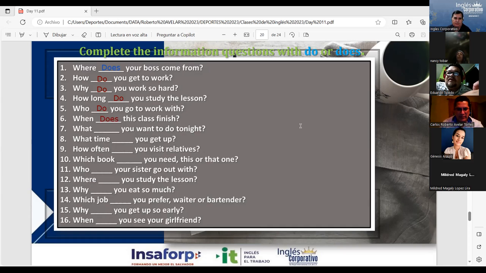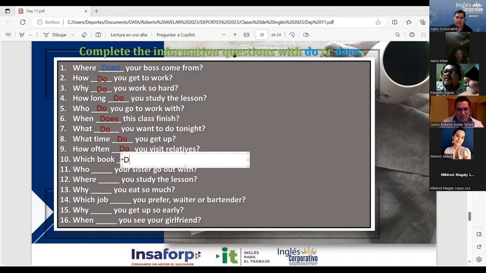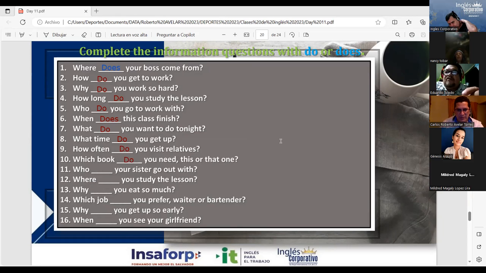When does this class finish? What do you want to do? What time do you get up? How often do you visit relatives? Excellent. Which book do you need? Which book or that one? Do you need this or that? Or that one.